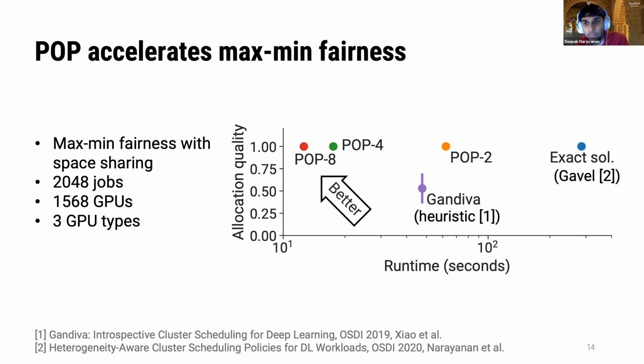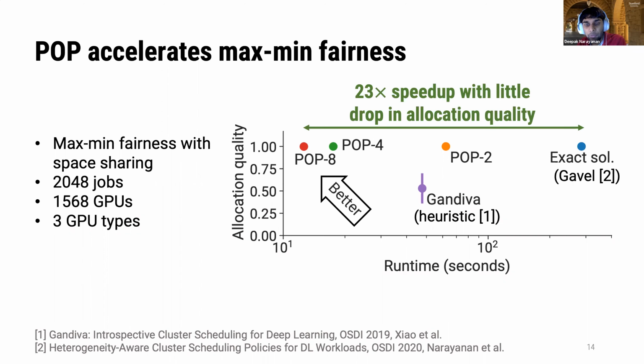For example, with a maximum fairness objective for GPU cluster scheduling, we can produce a 23x speedup in runtime with little drop in accuracy compared to using the full problem formulation. Note the logarithmic scale on the x-axis. POP-k uses k subproblems, and we observed that the speedup increases with k. We can also improve allocation quality by up to 1.9x compared to heuristics like those employed by the Gandiva scheduler.